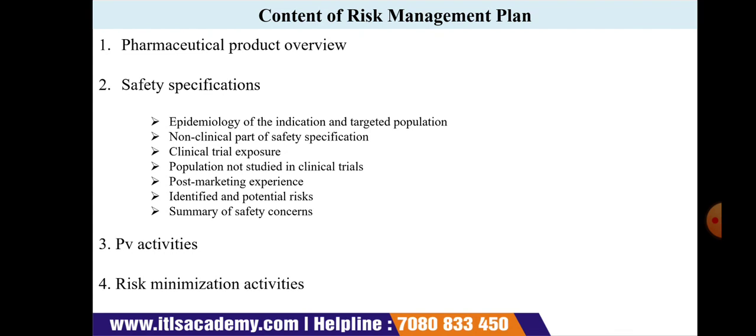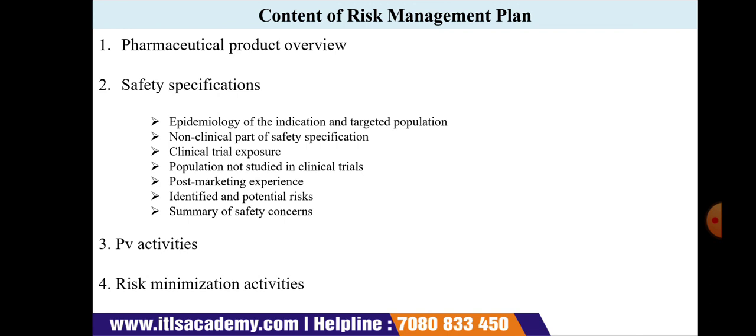So in the end of the risk management plan, a summary of all the safety concerns should be given. Then information should be given on the pharmacovigilance activities which have been carried out in the organization, which involve identifying a new safety concern, further characterization of a known safety concern, or investigation of a potential safety concern to see if it's real or not.